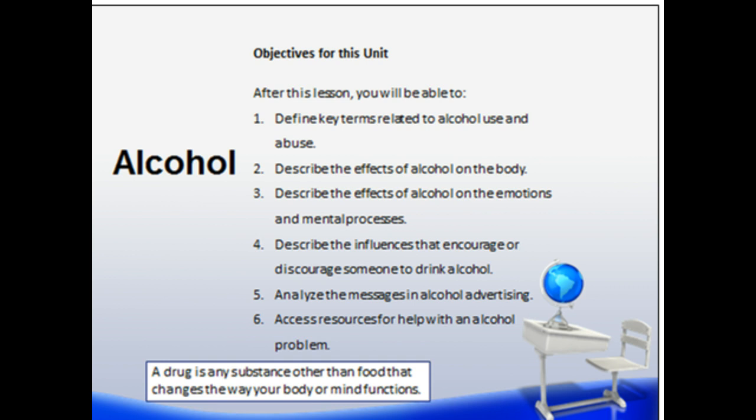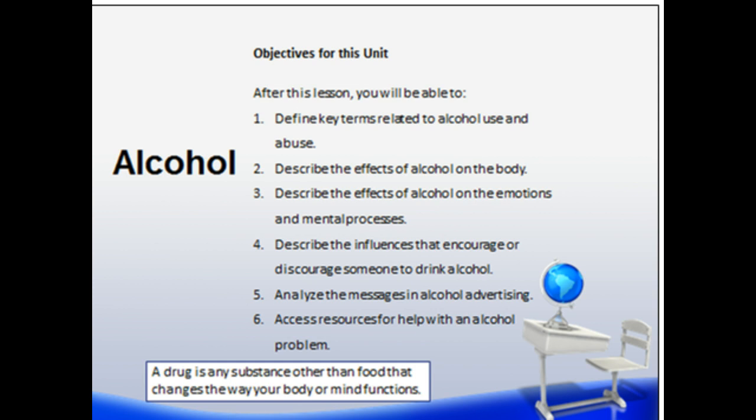Alcohol affects the mind and body. Drinking alcohol can lead to a world of harmful consequences. Alcohol is a drug, and a drug is any substance other than food that changes the way your body or mind functions.